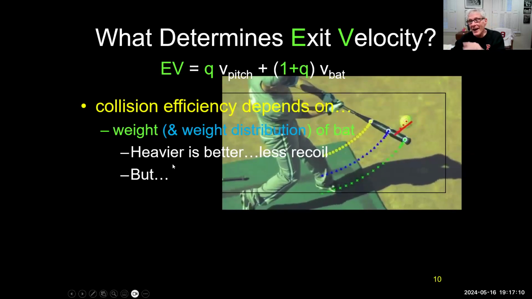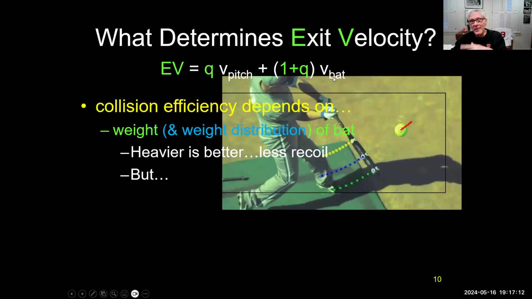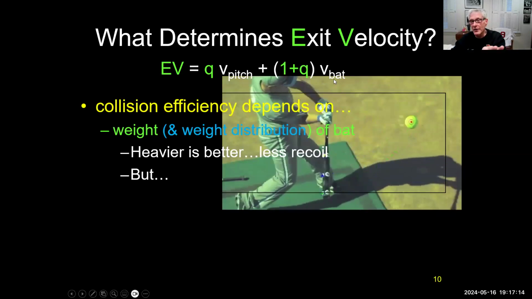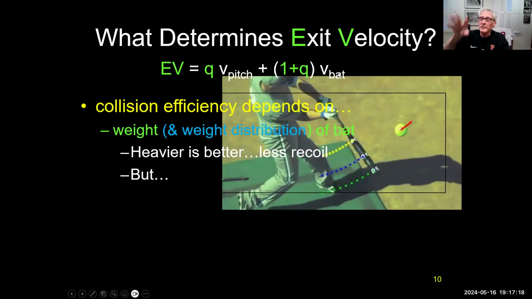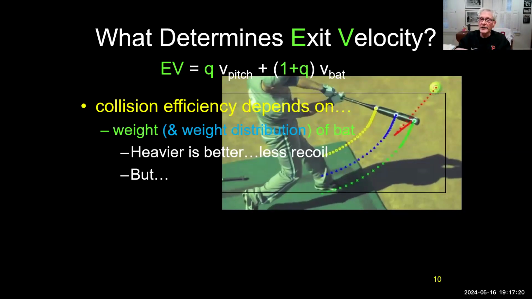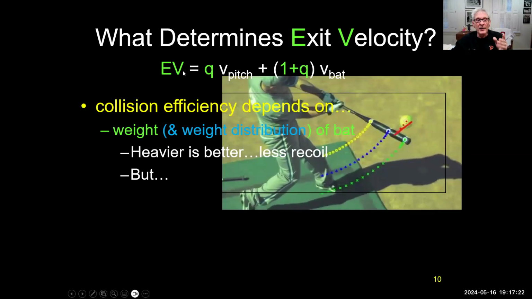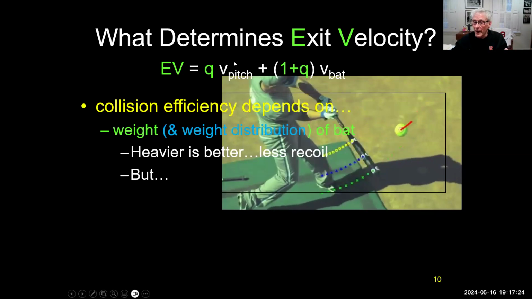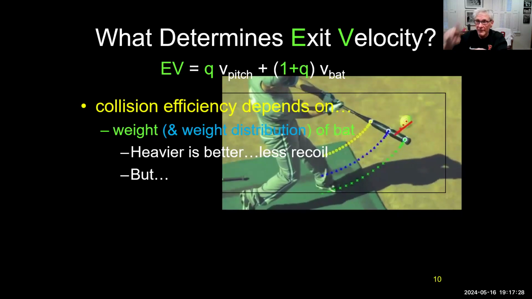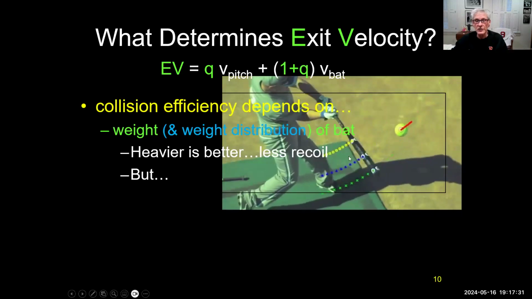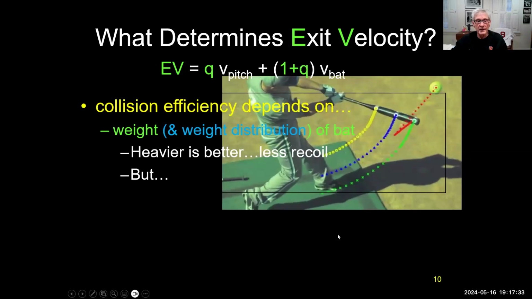But of course, the bat has to be swung also, and that's going to affect the bat speed. The heavier bat won't be swung as fast as the lighter bat. So there's some optimization involved with trying to optimize the exit velocity by adjusting the weight of the bat, which has opposite effects on this collision efficiency and the bat speed.